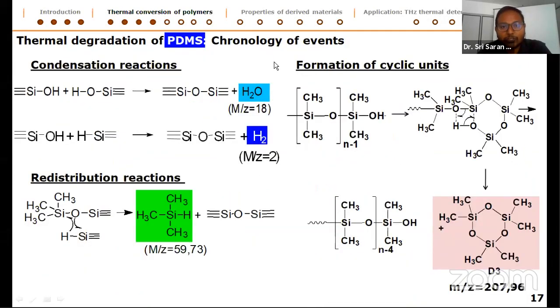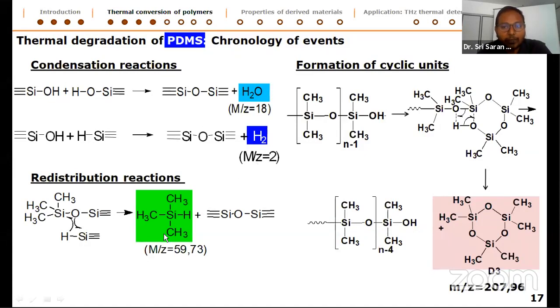At low temperatures, there is a condensation reaction. That means when you have an SiOH bond and an SiH bond, they undergo condensation with loss of water to form Si-O-Si. This happens in sol-gel mechanisms, and we noticed it as M2Z18 and also M2Z2.